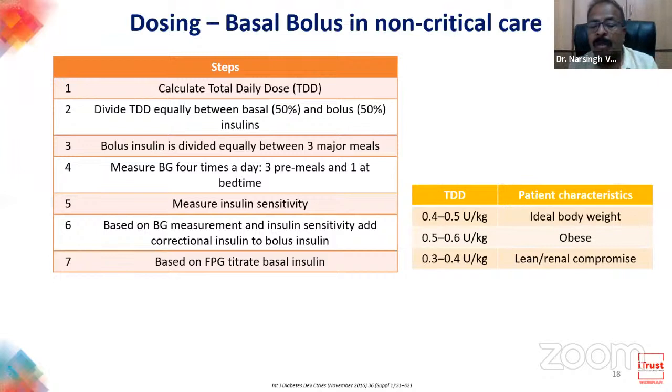And how to titrate it, the patient characteristics will define. Start with 0.4 to 0.5 unit per kg when the patient is at ideal weight, 0.5 to 0.6 unit per kg when the patient is obese, and 0.3 to 0.4 unit per kg in lean and renally compromised patients. Next one, please.